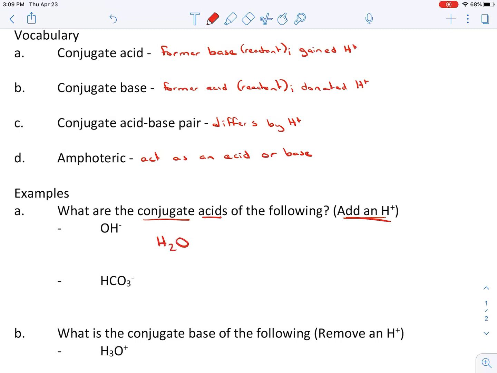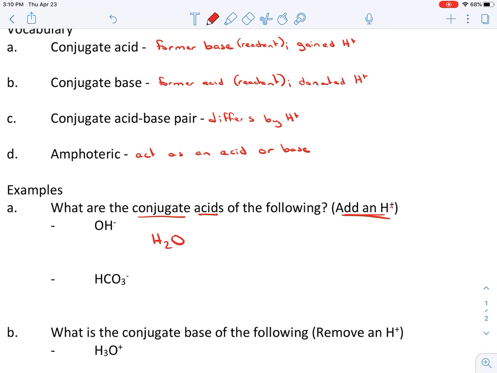Now with the charge, we have -1 and we're adding a positive, so a negative plus a positive gives no charge, so it's just H2O. All right, let's look at the next one. We have HCO3-. Again, we're trying to add an H+ to it, so now we'll have two H's, H2CO3. Checking our charge, we take a negative and add a plus to it, which gives us no charge there. All right, hopefully that makes sense.